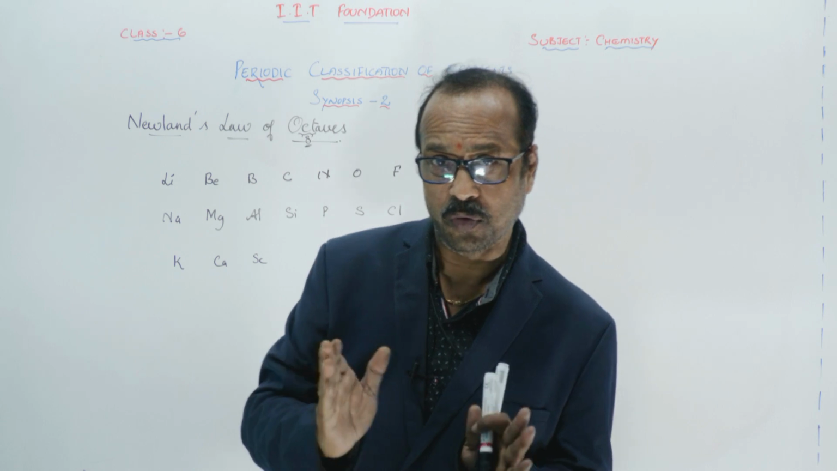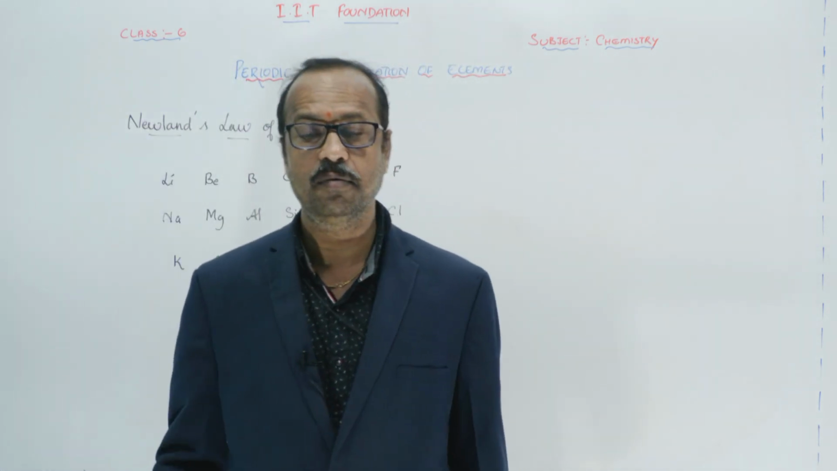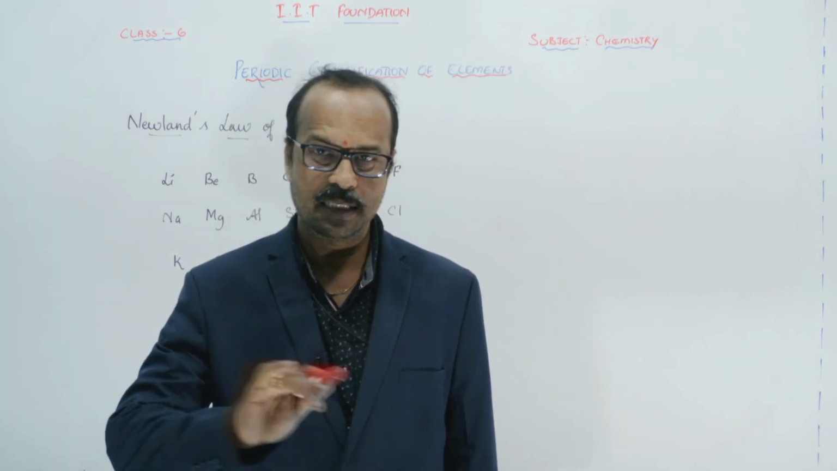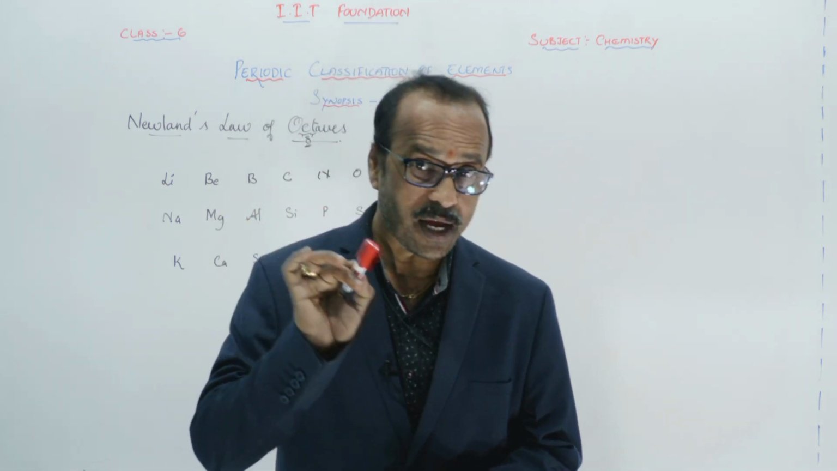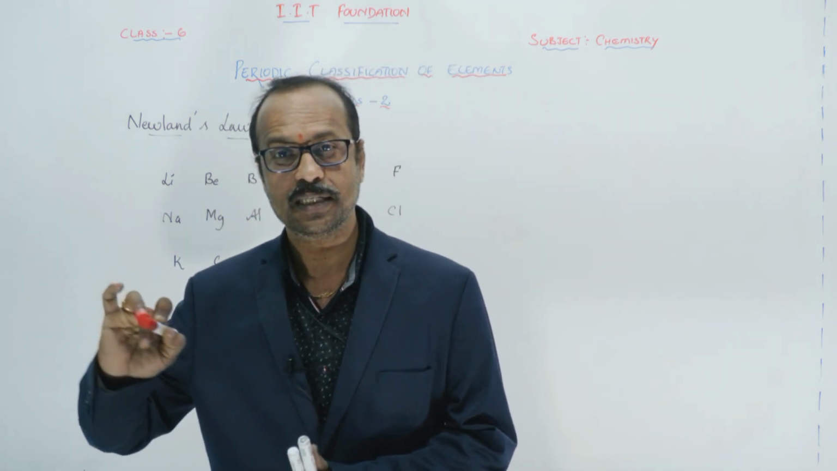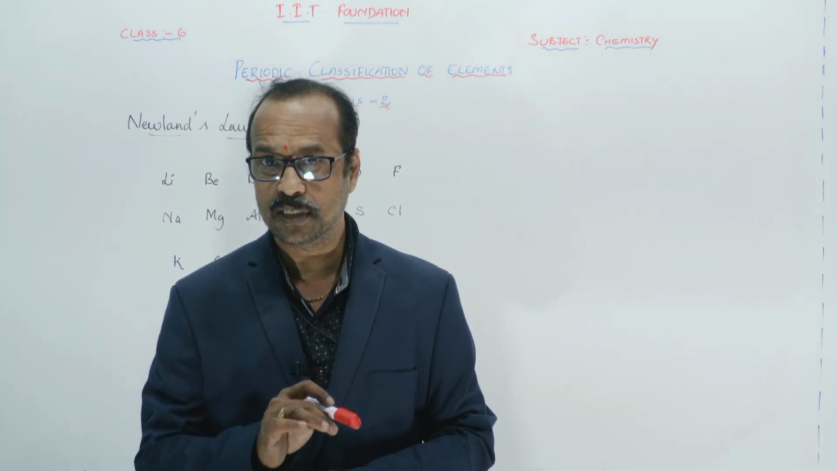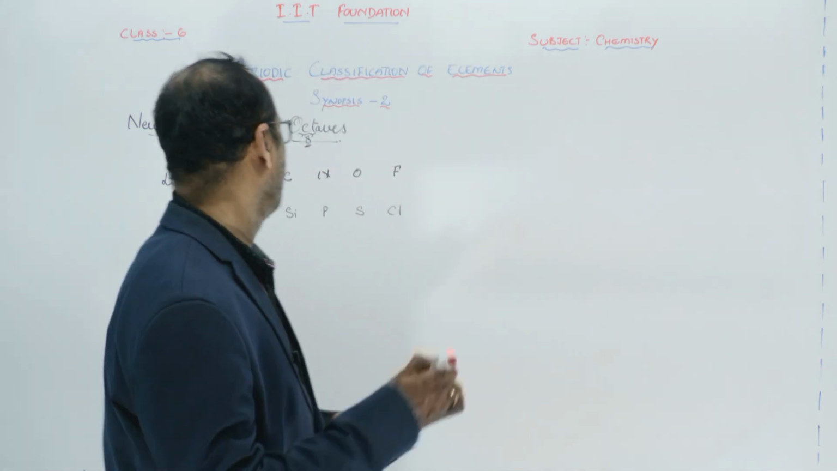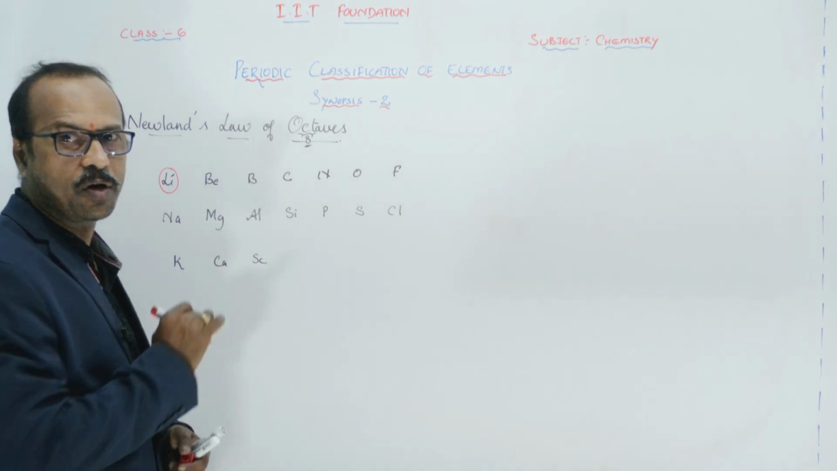Then he found that if the elements are arranged in ascending order of their atomic masses, every eighth element possesses a property similar to that of the first element. For example, if I take the first element as lithium, I am rounding off here, lithium.